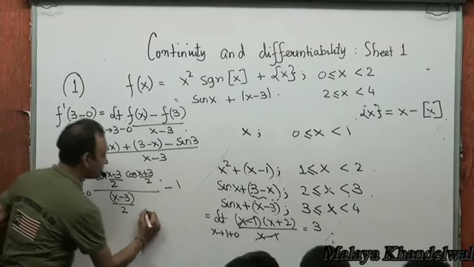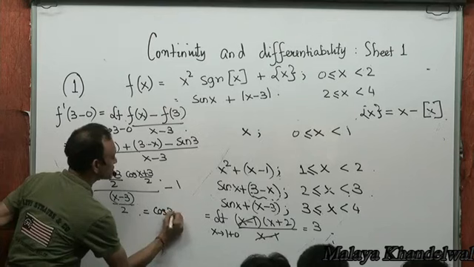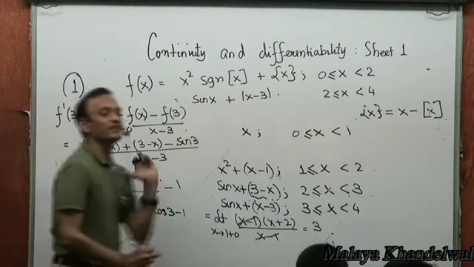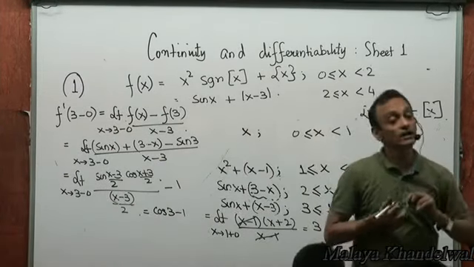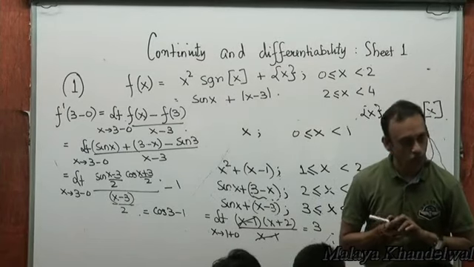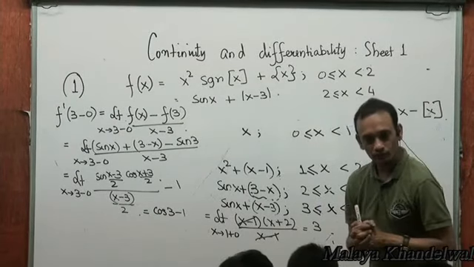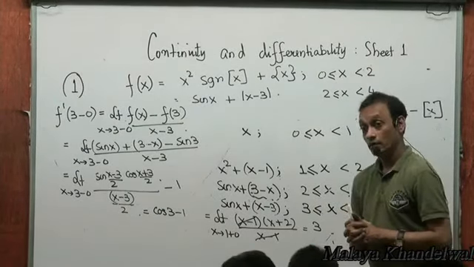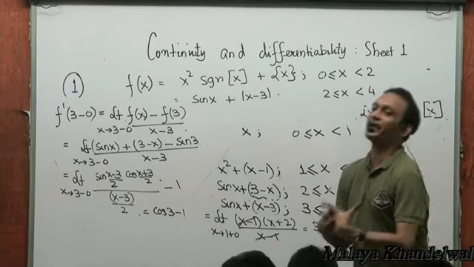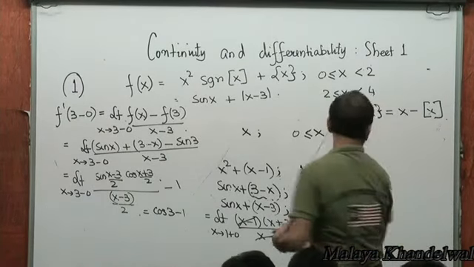So this will then become cos 3 minus 1, which is the left hand derivative at x equal to 3. Yes or no? Right? Let's obtain the right hand derivative at x equal to 3 in exactly the same way.